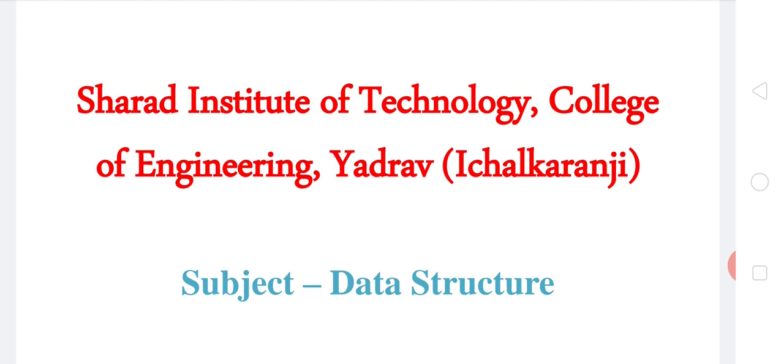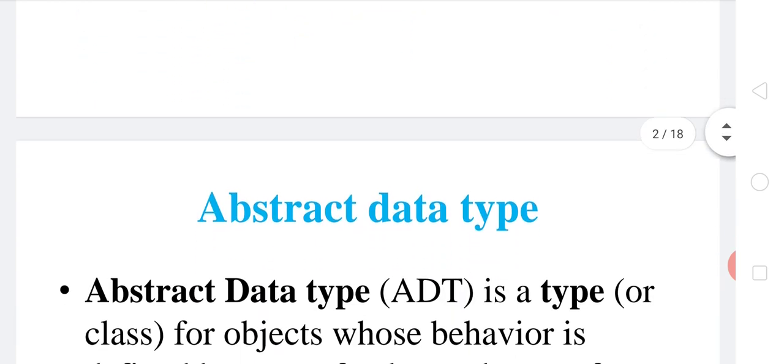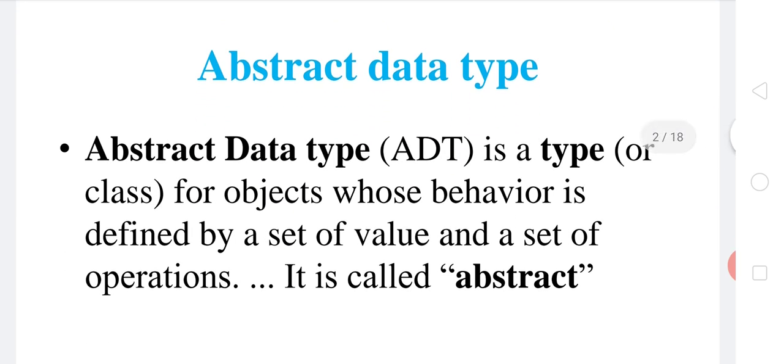Today we will see a new point. The new point is abstract data type. Abstract data type, which is called ADT, is a type or class for objects whose behavior is defined by a set of values and a set of operations. It is called abstraction because it gives an implementation independent view. The process of providing only the essential and hiding the details is known as abstraction.